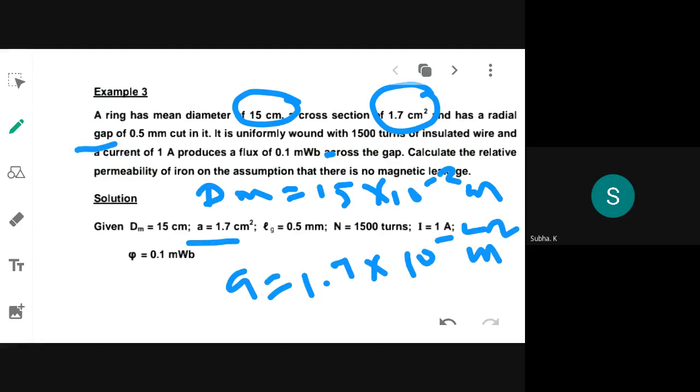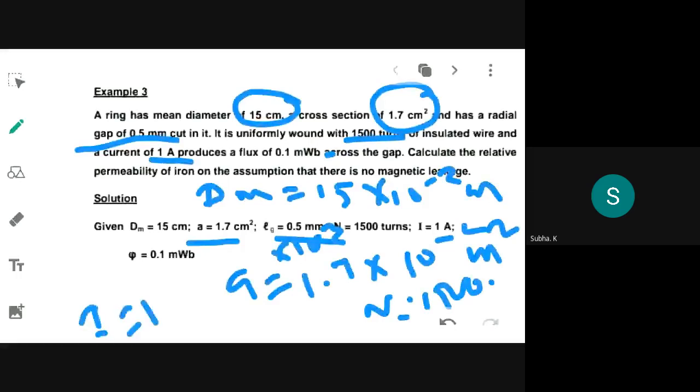All right, and then it is having a radial gap. Air gap length is given to be 0.5 mm that you need to convert again into meter, 0.5 into 10 to the power minus 3. Then the number of turns is specified to be 1500, and the current is I equal to 1 ampere, and the flux is specified to be 0.1 milliweber, and they've asked you to calculate the relative permeability of iron. So mu r they have asked. And they also told you that there is no magnetic leakage, so you need not worry about the leakage factor. So how will you be able to solve this problem with the given data?